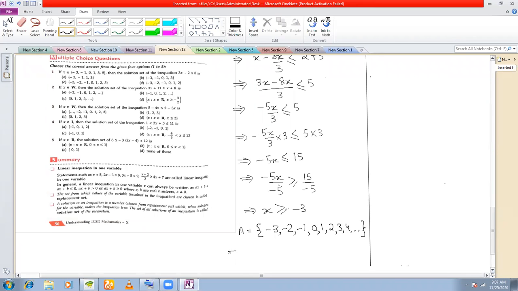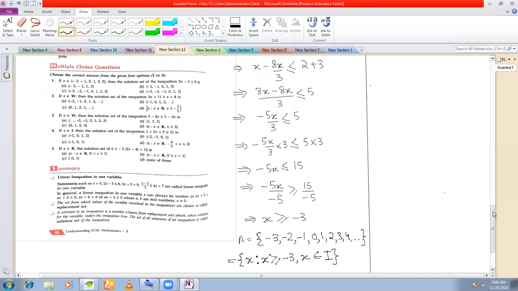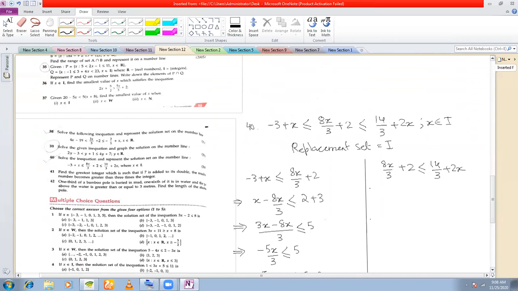If you want to write it in set builder form, you can write it in this manner also. x such that x greater than or equal to minus 3, x belongs to I. Okay, this is in set builder form. Next we solve this inequality.